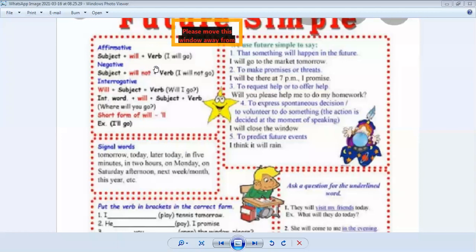Dear students, this is a grammar lesson for Super Late, not for Time for English, okay?